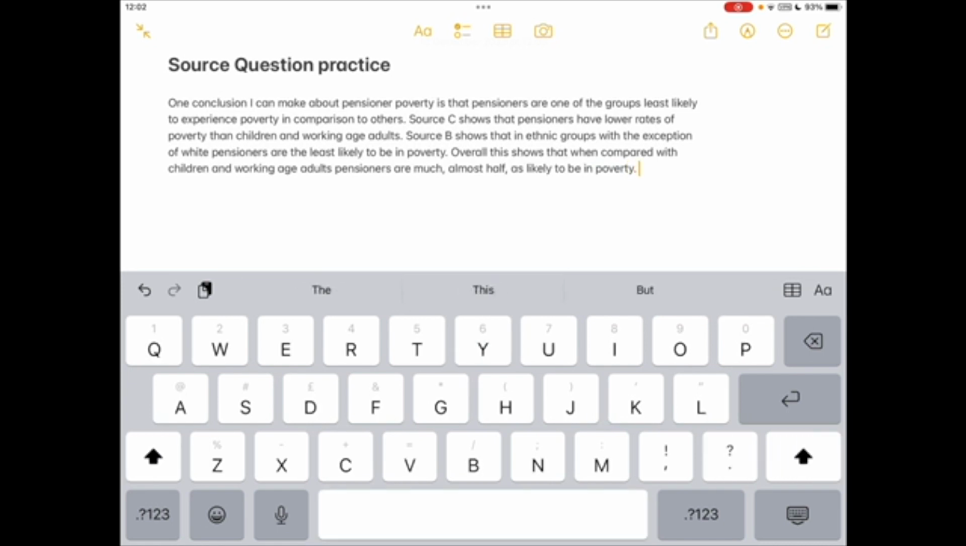Now that almost half is a really good way of just showing, look, I understand this, okay? That's how much less likely they are to be in poverty. And that's how we would do one of these questions. So we would just do exactly that for each bullet point, and then an overall conclusion about the extent of poverty, where we would just use any two facts that we've not used so far to really hammer home that point.